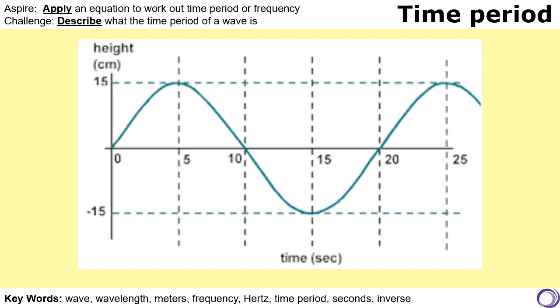Okay, let's see how you did. So if we label 1 full wave cycle on this wave, here we go, and you can see by looking at the x-axis that this full wave cycle takes 20 seconds. So that means that the time period for this wave is 20 seconds.